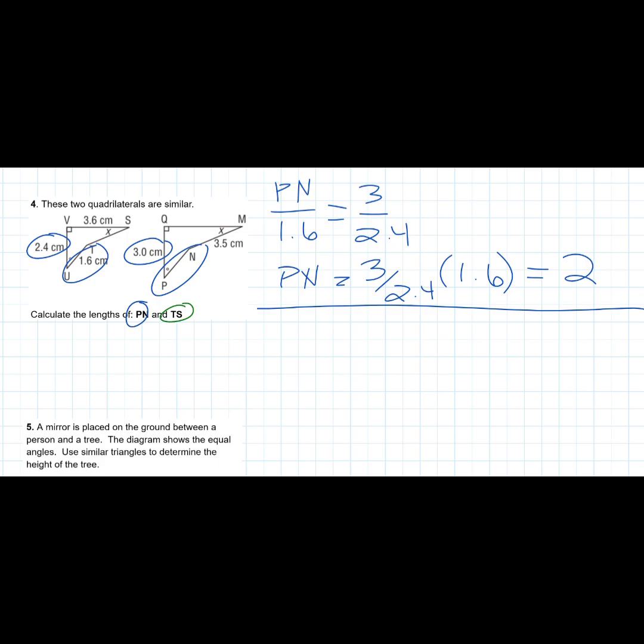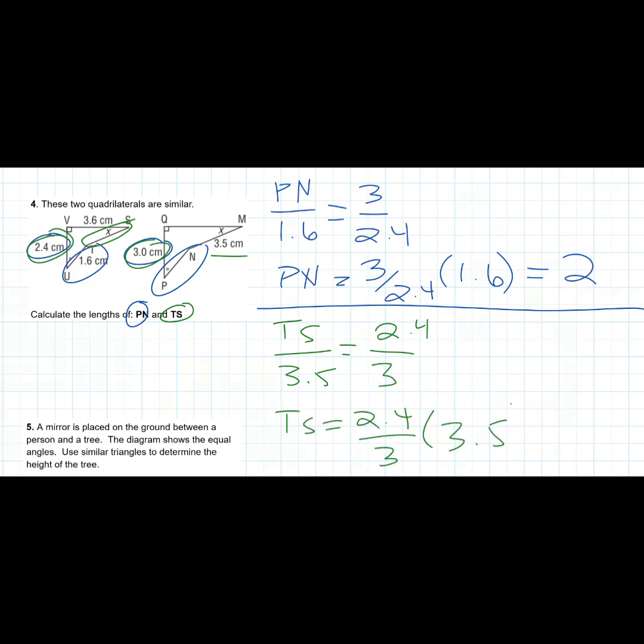The proportion for TS, I have its corresponding side NM, which is 3.5, and I need to be careful to set my proportion up correctly. I'm going to use 2.4 first, divided by 3, and from here, if I divide and then multiply, I should get 2.8.